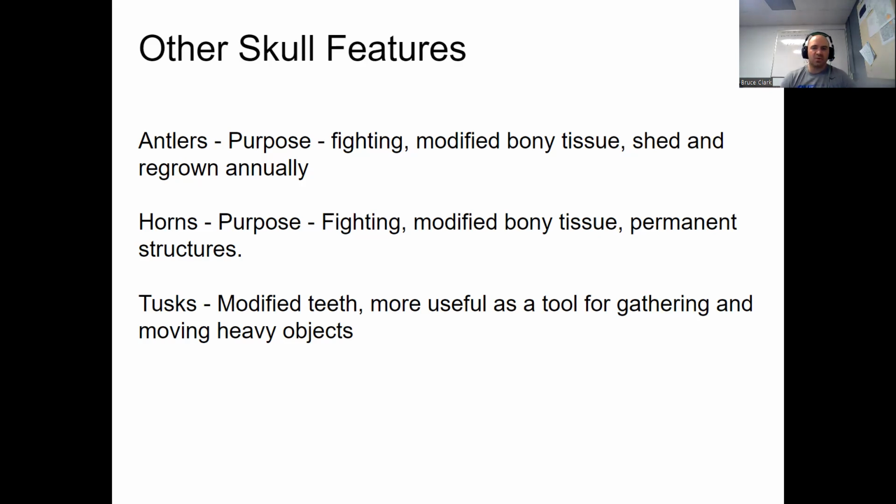Horns are very similar, only they're permanent. All right, so horns do not shed. That is a part of the animal forever. And then tusks might be used for similar things, but more often as a tool. And those are actually modified teeth. All right, so let's take a look at some of these mammalian traits here.